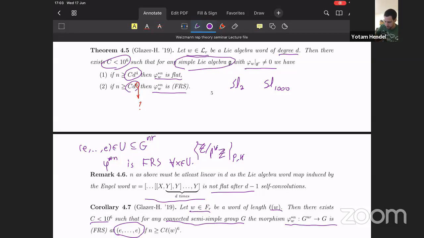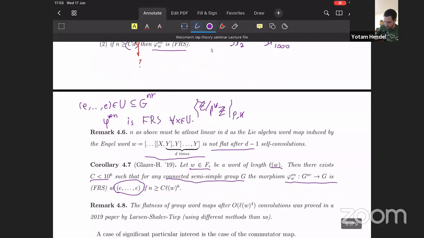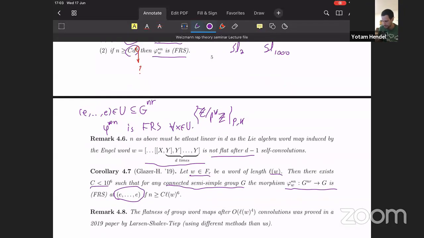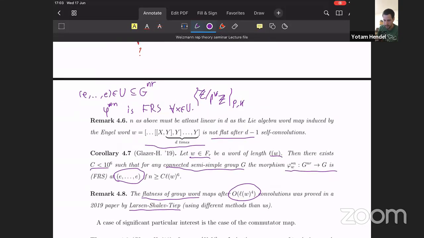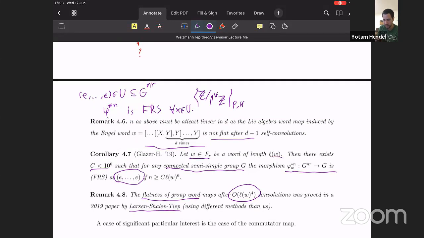Another remark I'd like to make is that if you are just interested in flatness of group word maps, then this was established quite recently in the paper of Larsen, Shalev, and Tiep, where they show that after length to the power 4 convolution powers, you get a flat morphism everywhere. This is done using a different method than what we're using. So, any questions before I talk about the commutator map?